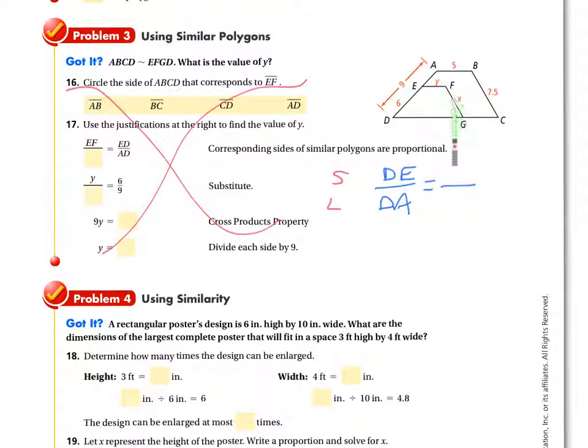So F to G is where our X is, and that belongs to the small figure. So don't I want to put it up here in the numerator? So I'm going to put FG here, and then what corresponds to FG on the big figure? BC. So then fill in your proportion with the corresponding values. So DE is 6 and DA is 9. FG we don't know, it's X, and BC is 7.5.